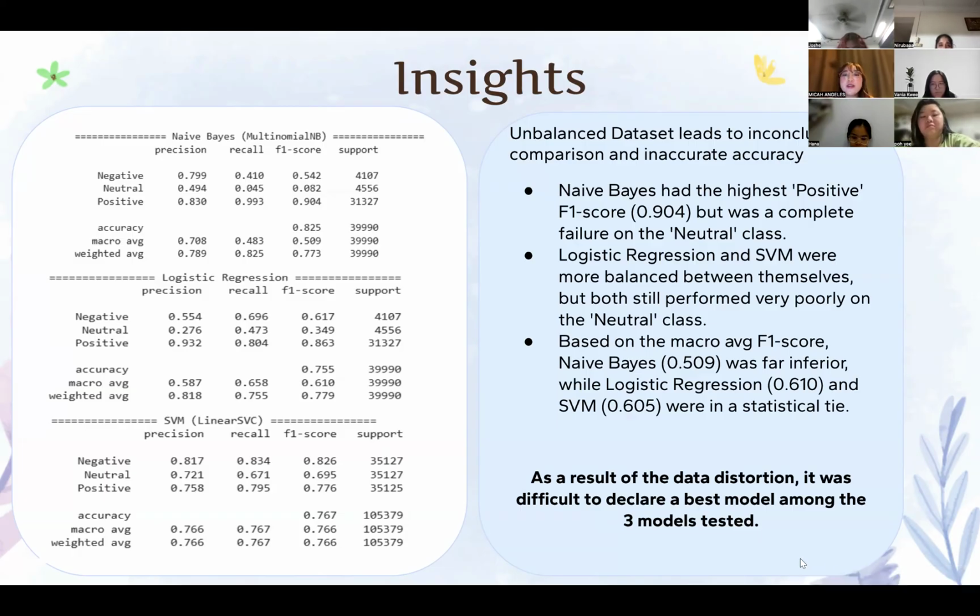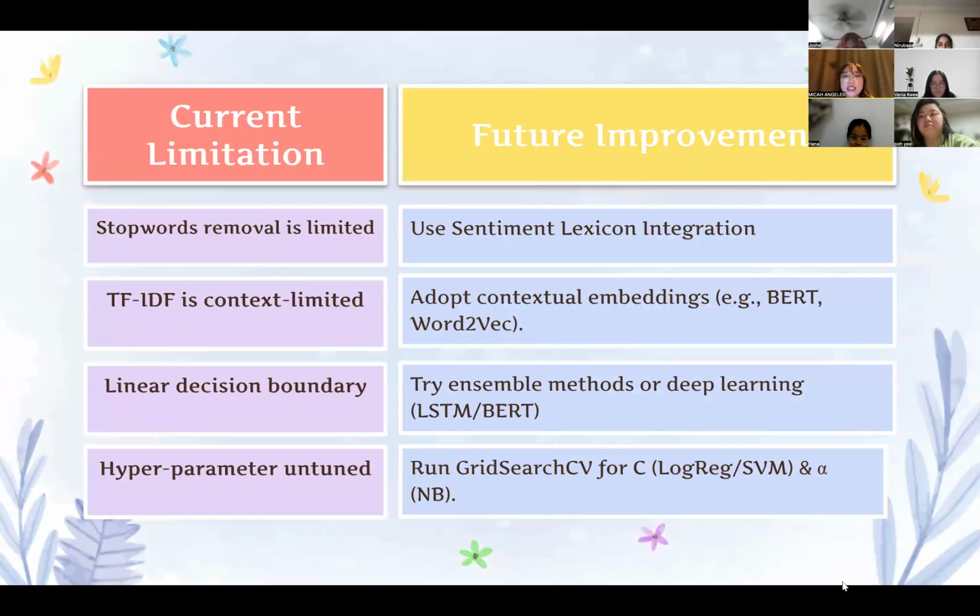So our approach has several limitations we can address. Starting with pre-processing, our stop word removal accidentally filtered out sentiment-critical words like not, but integrating a sentiment lexicon could solve this. Moving to feature extraction, TF-IDF only captures word frequency without understanding context. So switching to contextual embeddings like BERT or word2vec will give us much richer sentiment meaning. On the modeling side, our linear models struggle with complex nonlinear patterns. So we would like to optimize our hyperparameters by running grid search CV, which would likely give us a significant performance boost across all models.